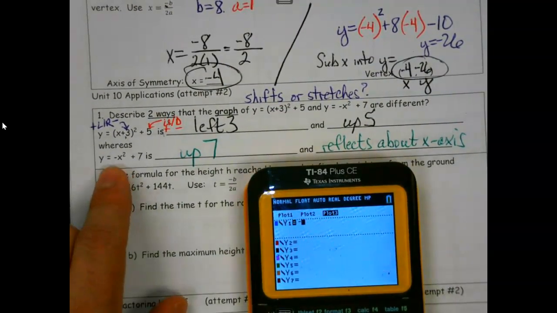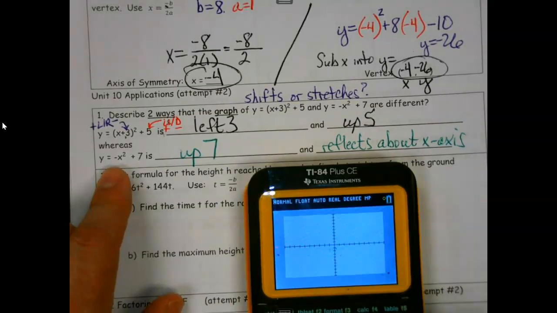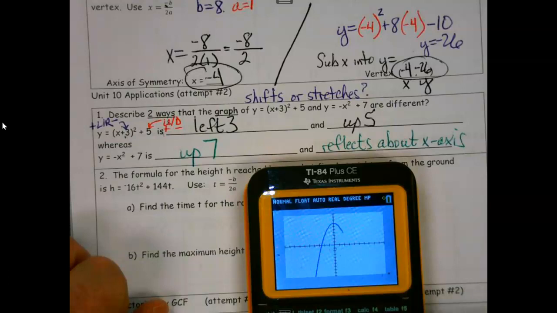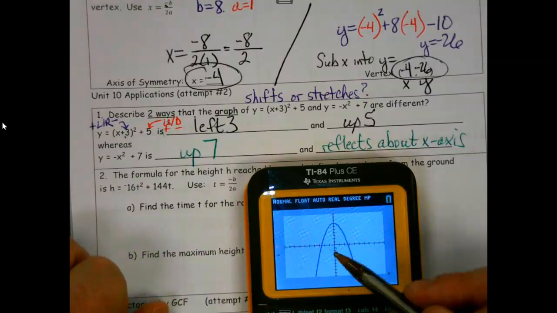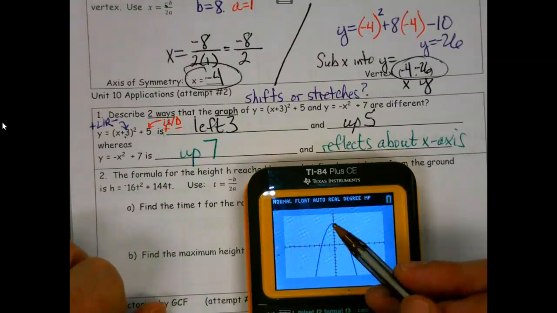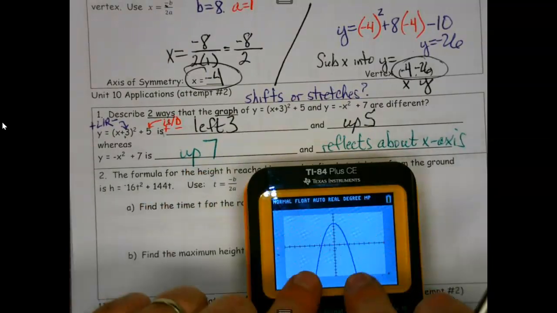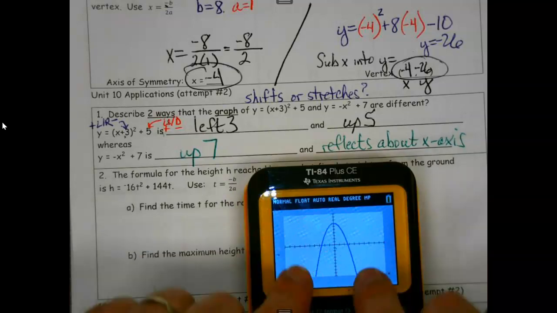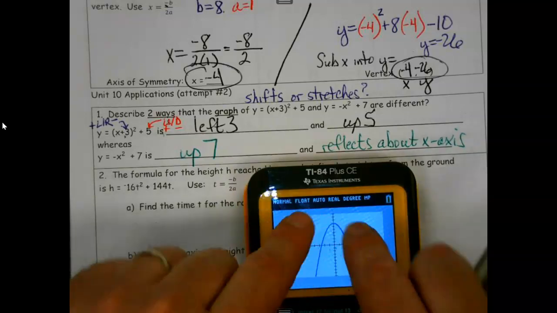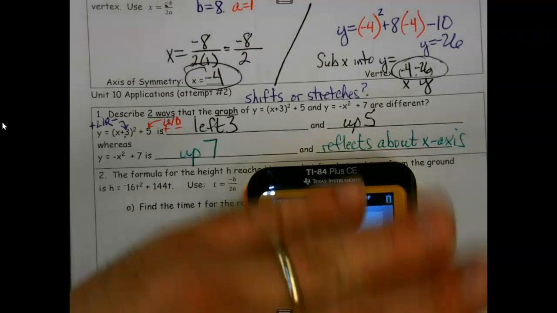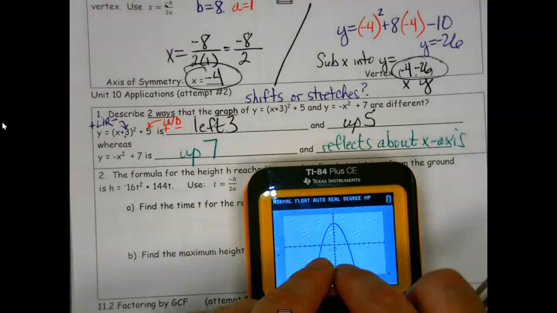Again, if you put it in the calculator and just look at it, looking at your vertex, what do I notice? I went up to get there, and my parabola is opening down. It's a reflection of what I normally see, which is it opening up.